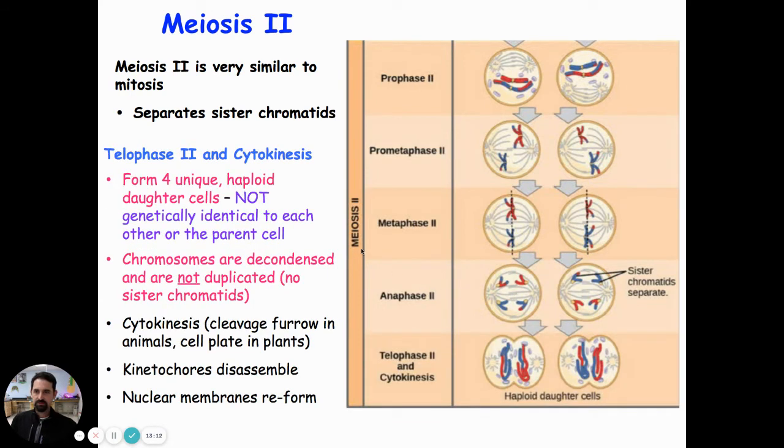During telophase 2 and cytokinesis, we split into two. Each of the original cells split into two daughter cells. Now we have 4 total haploid daughter cells. They are not genetically identical to one another, nor are they genetically identical to the parent. You decondense them and you're ready to go ahead and use them.